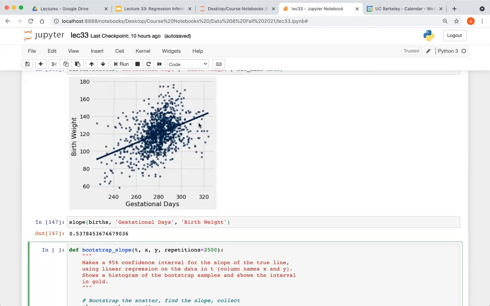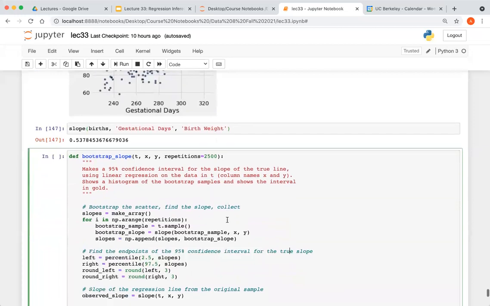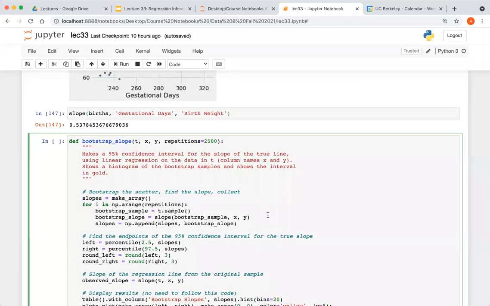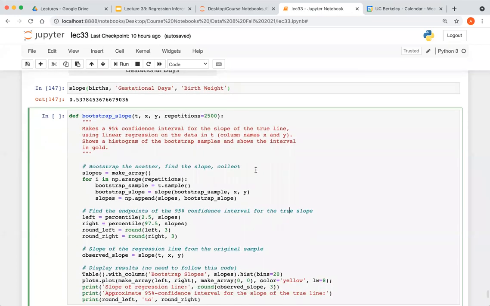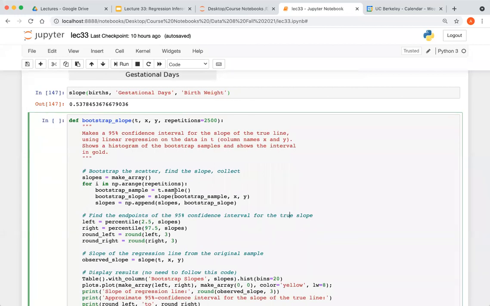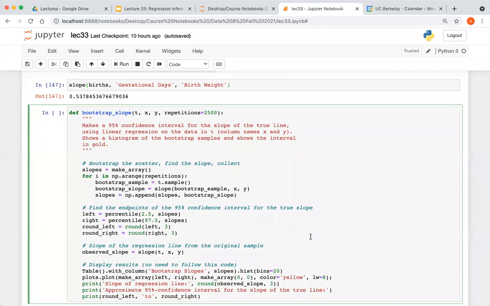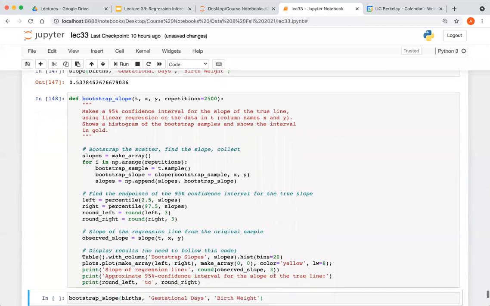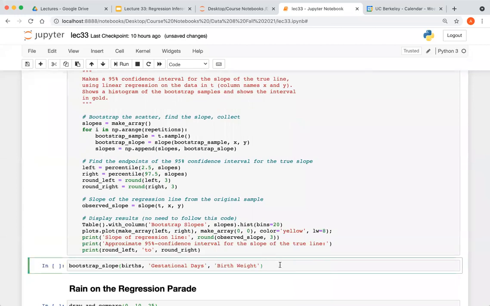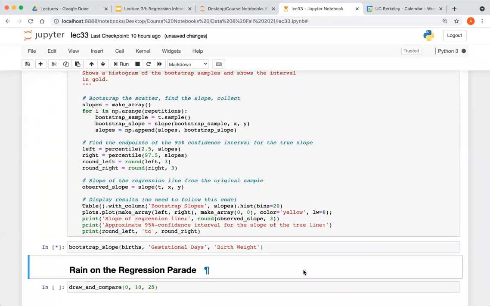So can we bootstrap the slope? You bet we can. We will bootstrap the sample. We will calculate the slope. And then we will do that over and over again. And then we'll have, well, 2,500 slopes. And then we have some sense of how big the slope of our true line is. So this is exactly the same as before, except after bootstrapping, we are not getting a predicted value, we're getting the slope. And we are going to collect all the slopes and make a confidence interval for the true slope. So here we go. Confidence interval for the true slope coming up.